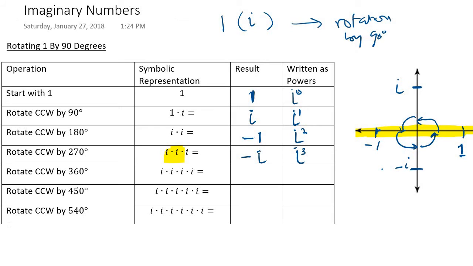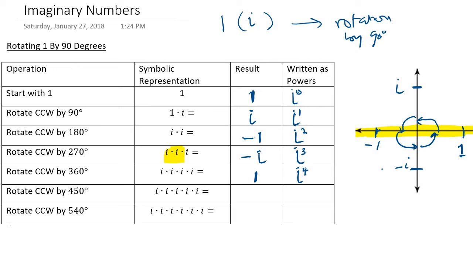Now we can continue the process and rotate one more time by 90 degrees. That will take me back to 1. So unlike multiplication by -1, which requires a double multiplication to get back to 1, we need to rotate by 90 degrees 4 times to get back to 1.